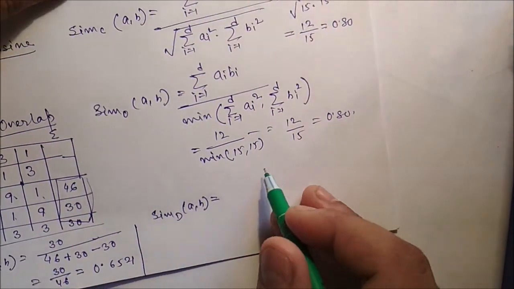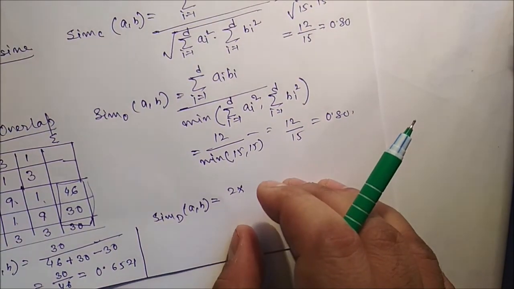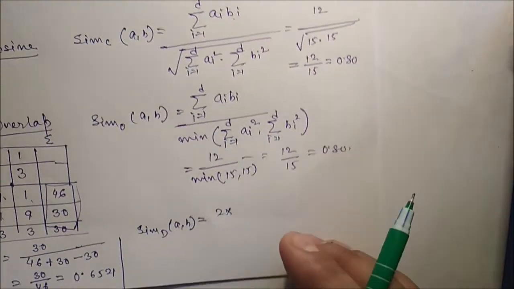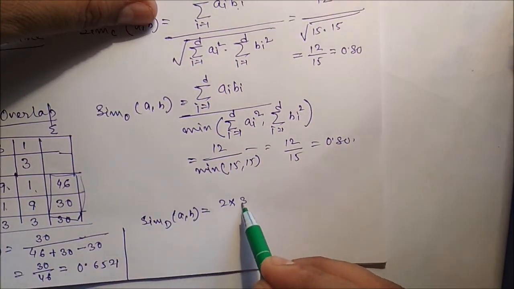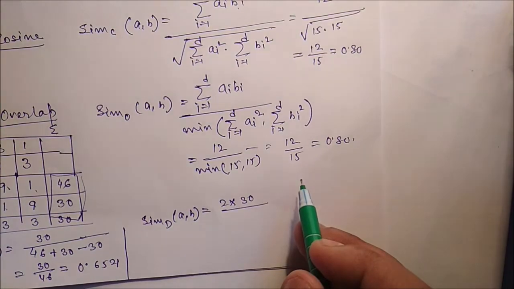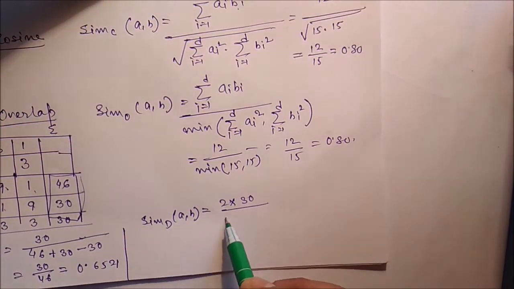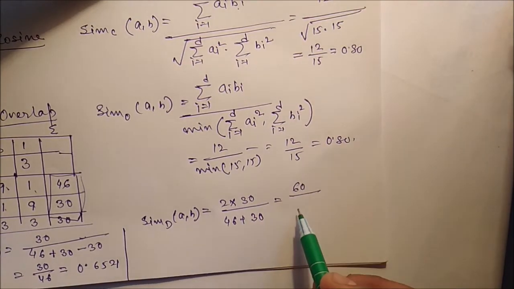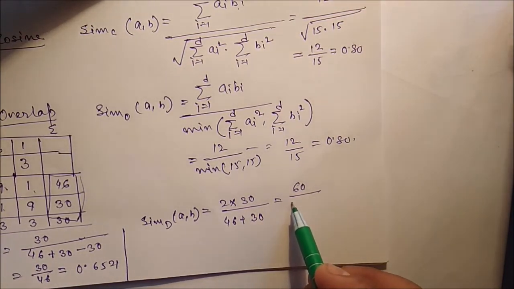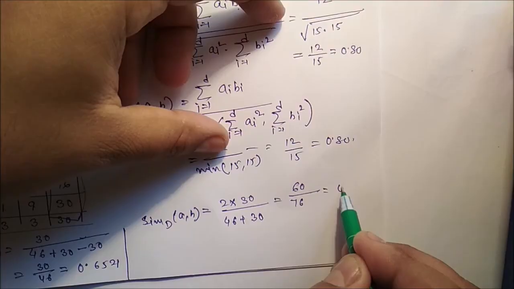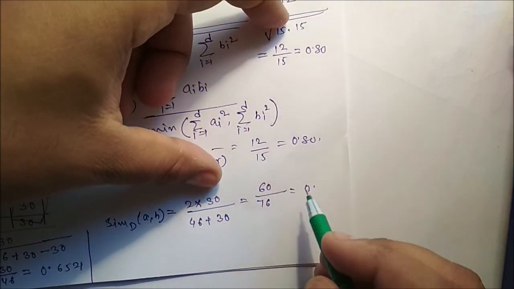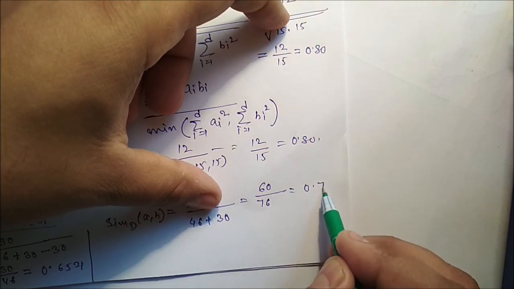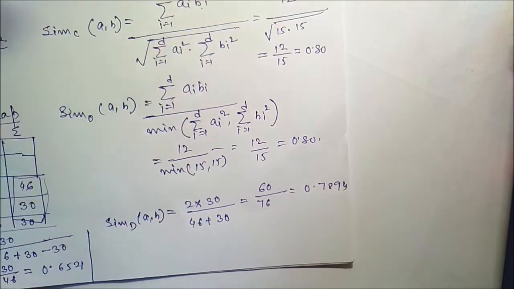Similarly, for Dice between A and B, you know the formula, so you just apply this particular formula. 2 into AiBi, that is 30, divided by summation of Ai square, that is 46, plus Bi square, that is 30. So 60 by 76, it is 0.7894.